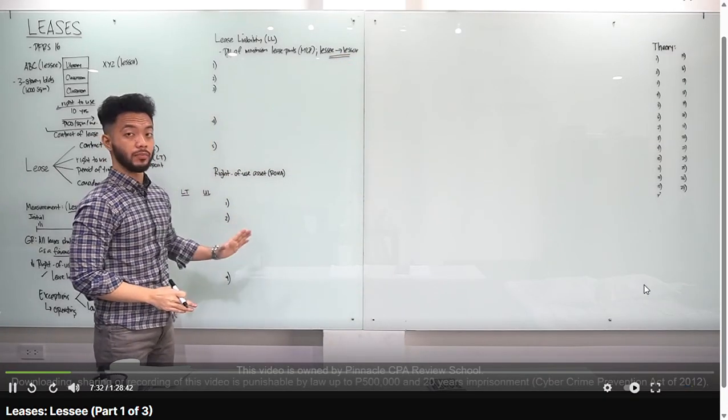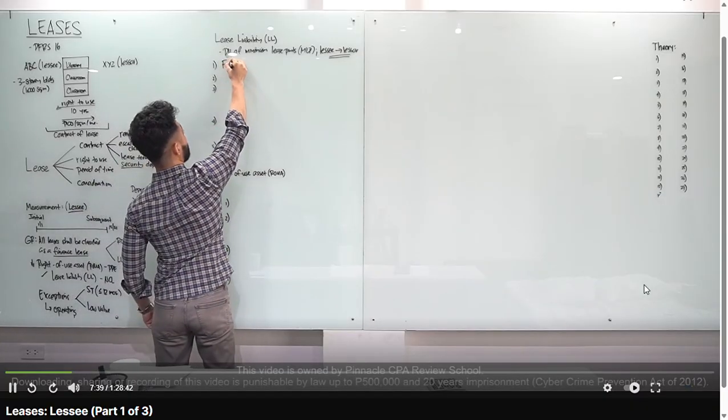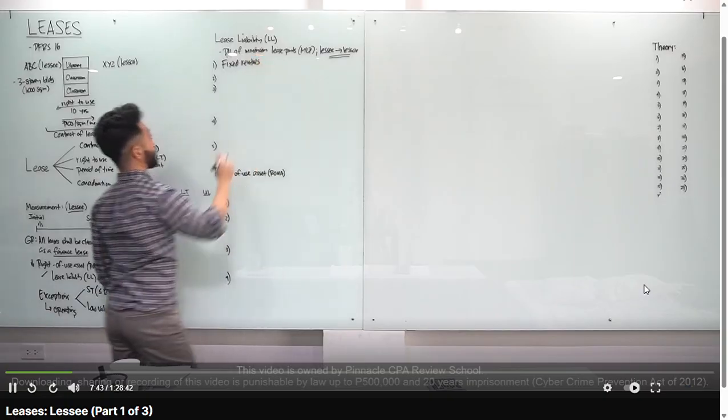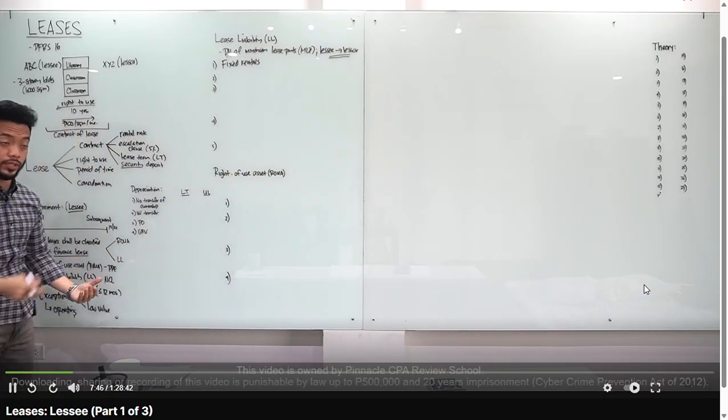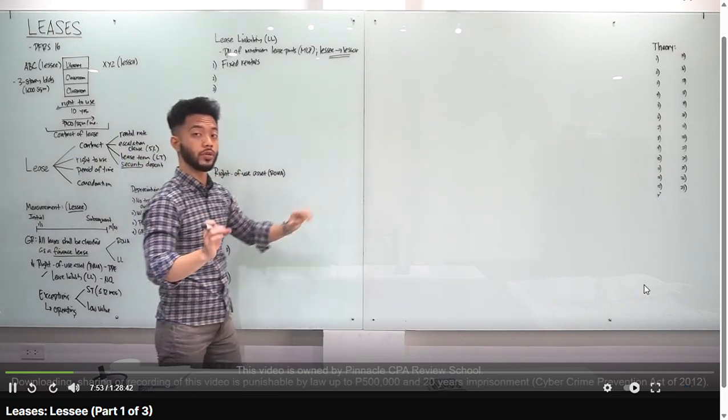Now, meron tayong 5 items under the minimum lease payments. Tawagin mo siyang MLP. Okay? First item is the fixed rentals. Sa illustration natin class, yun yung 100 pesos per square meter per month. Fix yan. Every month, magbabayad tayo ng ganyang amount. Okay? Again, since ibabayad ni lessee yun kay lessor, part of the minimum lease payments.